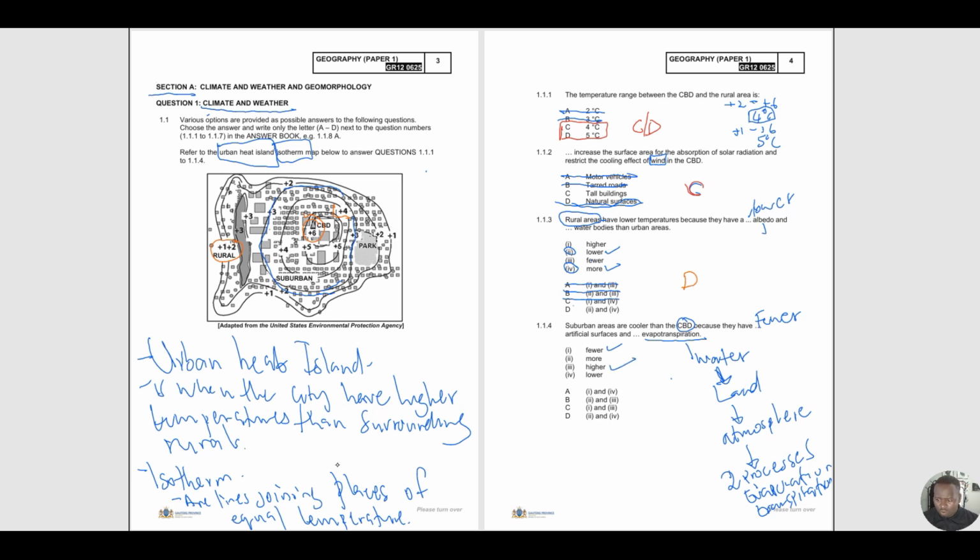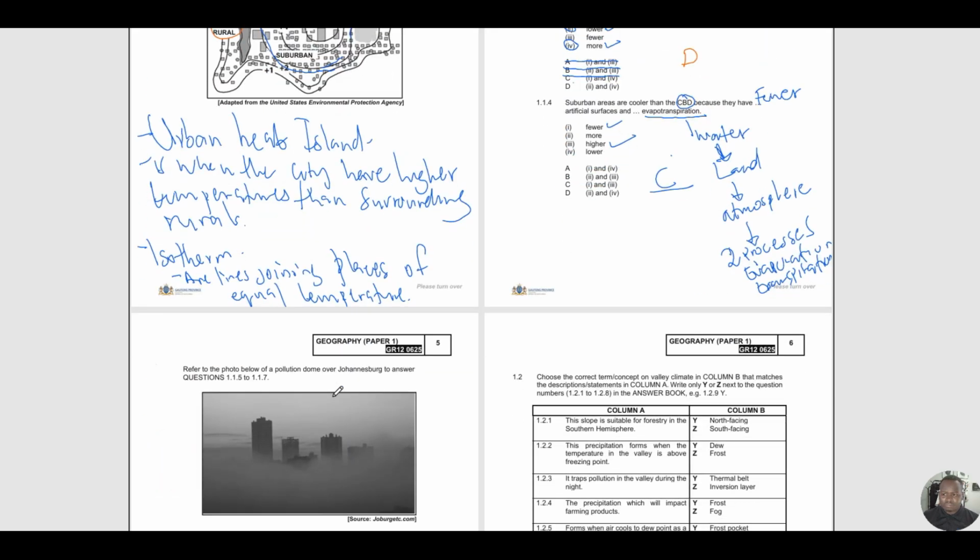evapotranspiration, which means we have more water moving from land to atmosphere via the two processes, evaporation and transpiration. So the answer there, Roman figure 1 and Roman figure 3, which means our answer here is C. Okay, let's move on.